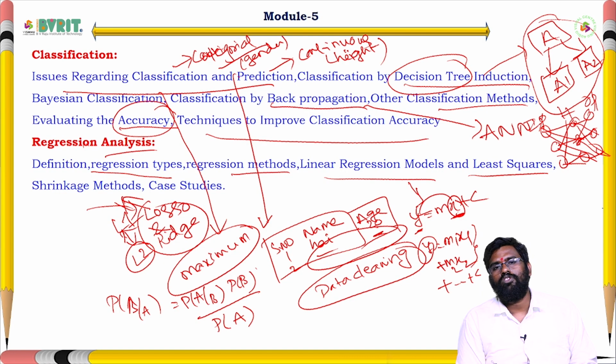And the case studies mean for what regression type, what application, and what type of regression model we are using, what linear type of regressions we are using. That may be simple linear regression, or multiple linear regression, whatever. How many independent variables are there, how many dependent variables are there, we need to identify all these things about the given problem. So these are the different modules in the given data mining.